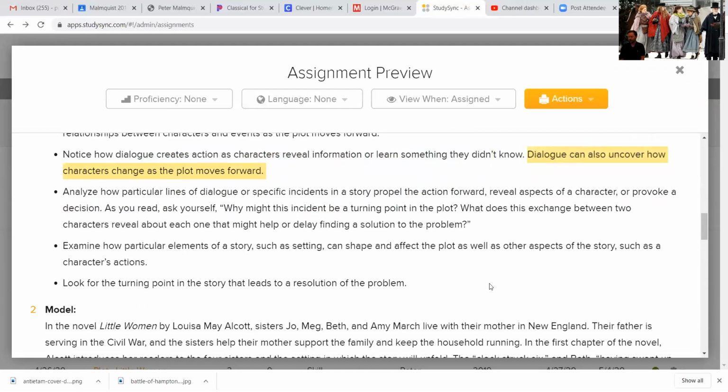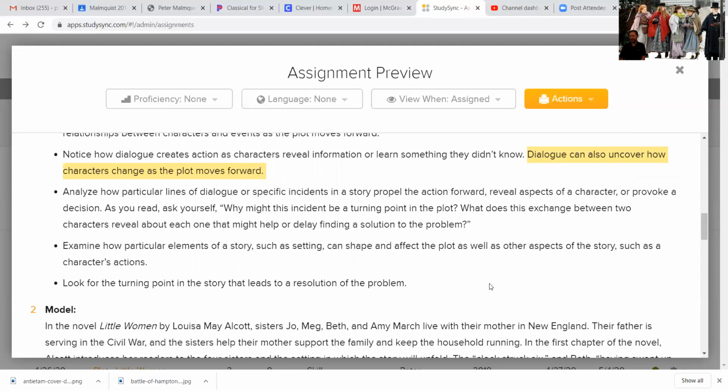Analyze how particular lines of a dialogue or specific incidents in a story propel the action forward, reveal aspects of a character, or provoke a decision. As you read, ask yourself, why might this incident be a turning point in the plot? What does this exchange between two characters reveal about each one that might help or delay finding a solution to the problem? Okay, so again, back to The Outsiders. When they're in the church, they do a lot of talking with each other, and Ponyboy really gets to find out a little bit more about Johnny through that dialogue. So it's that dialogue that reveals parts of a character.